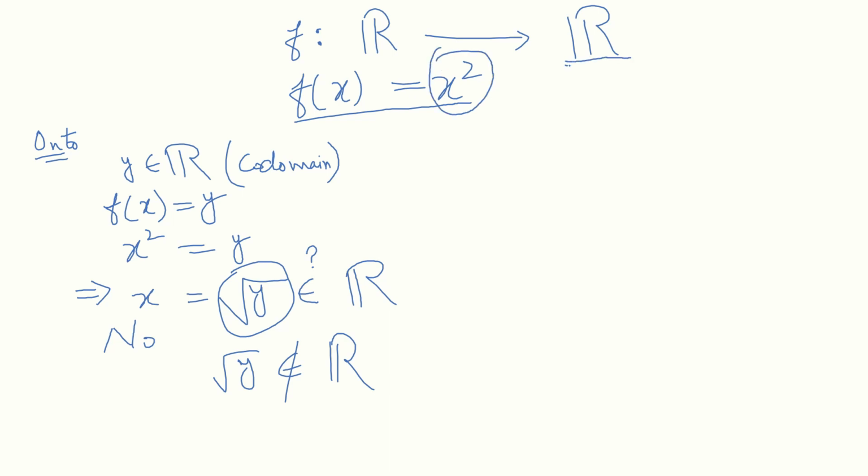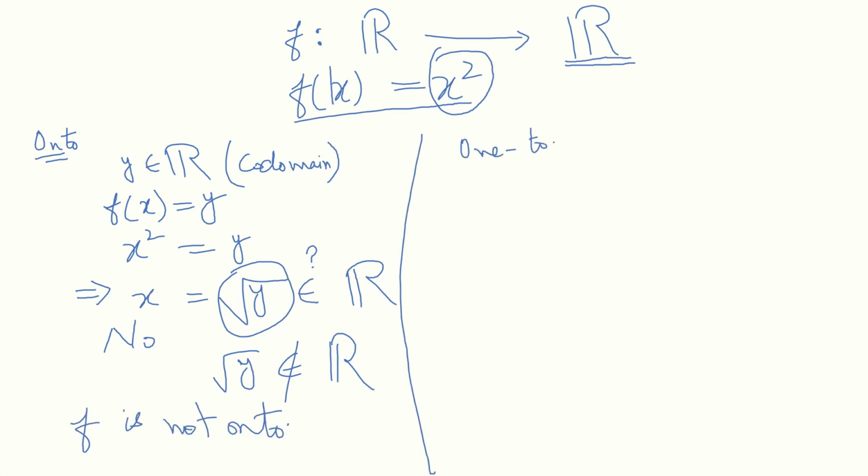However, the codomain is the set of real numbers. It means that the negative real numbers are not mapped. There is no corresponding element in the domain for negative real numbers. It means that f is not onto. Is it 1 to 1?